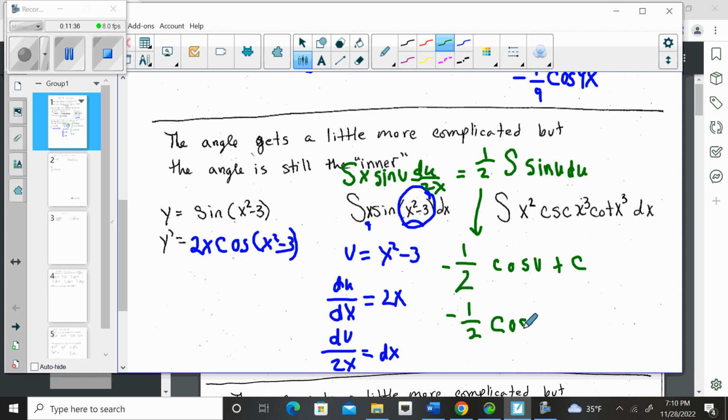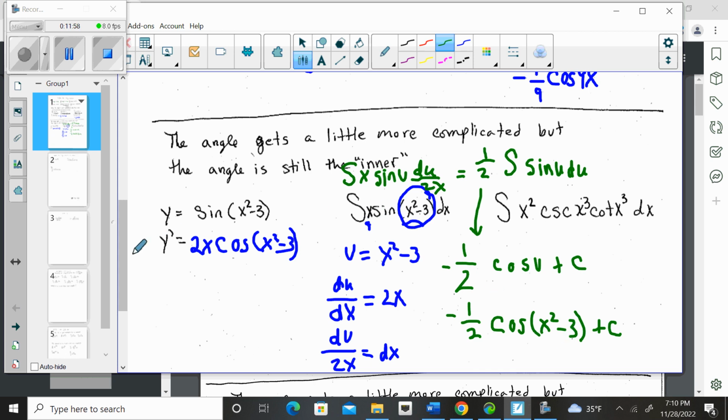The angle never changes. Okay, so that's how you're going to do some quality control on your test and quiz. You're going to make sure whatever you're doing, derivative or antiderivative, your final answer has the same angle as what you started off with. Okay, so this would be the final answer here.